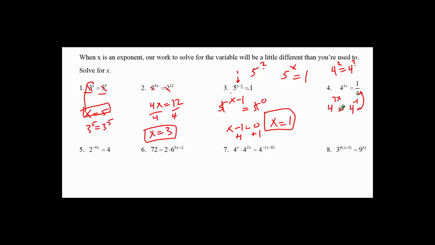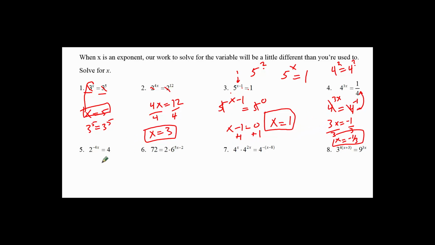However, now that we do have it up top, I can cancel out these bases. I got 3x equal to negative 1. Divide by 3. I got x equal to negative 1/3. Now, if you don't believe this, you can always type in your calculator 4 raised to the 3 times negative 1/3. Let's see if you get 1/4 or 0.25. It should work. Now, that problem is tricky because we need our negative exponent to make it work.